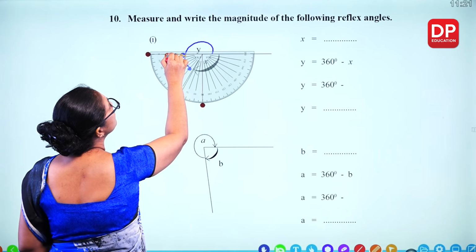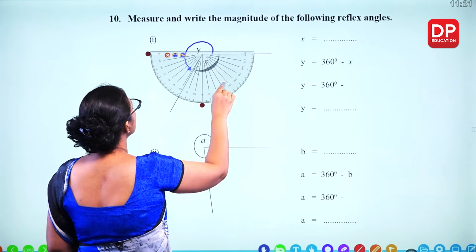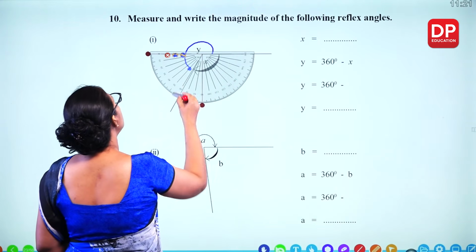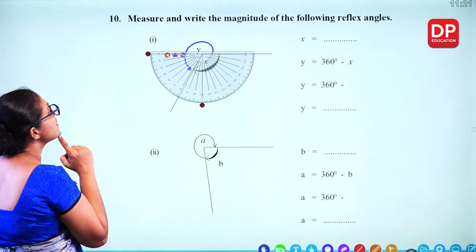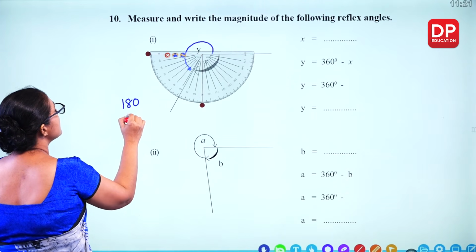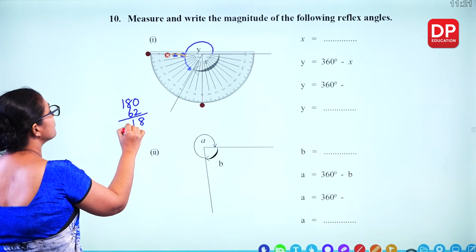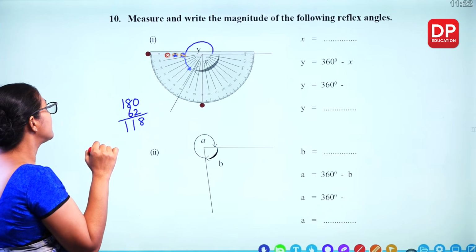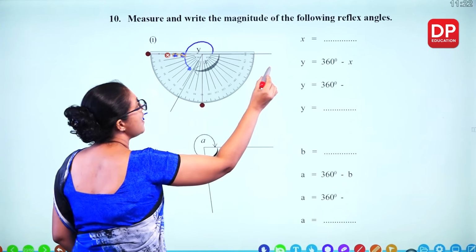So what's this angle? So this way, that's 62. 62 from here means 180 minus 62. So you get 118. So this is 118.